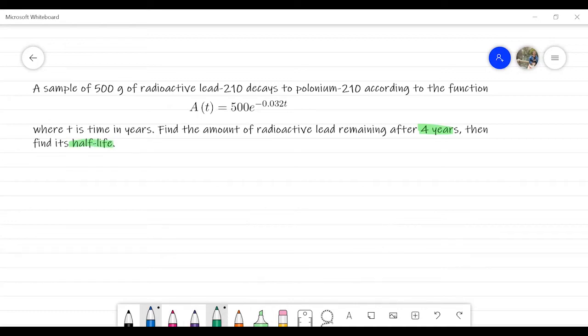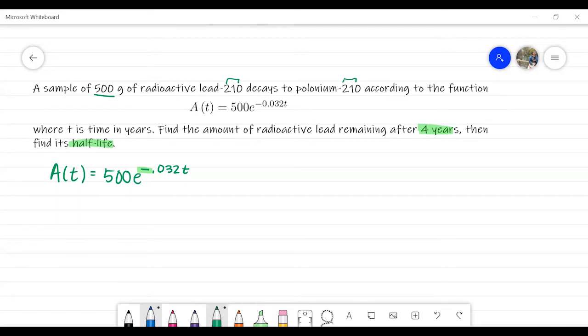I always think it's a good idea to write down as much of the information and organize your information. And so we have a formula, right? A of t is going to be 500 e to the negative 0.032 t. Notice this negative here is confirmation that we're talking about a decay function. It's decreasing over time, okay? Hopefully you can see where all the pieces of this function come from. There's the 500 right here. This 210 and this 210, they're both names of elements. So they're, I don't want to say misleading, but they're not relevant to what we're talking about.